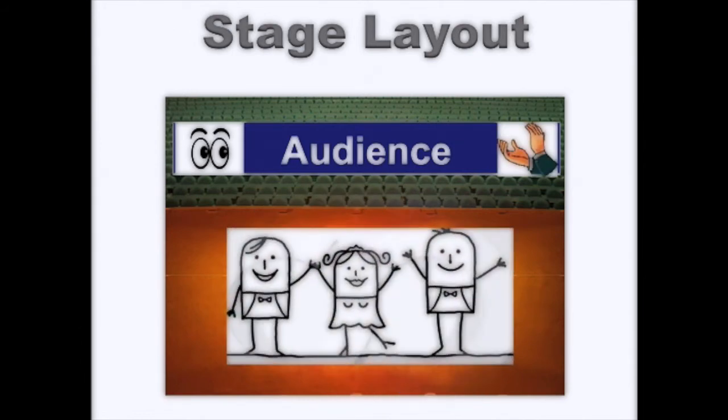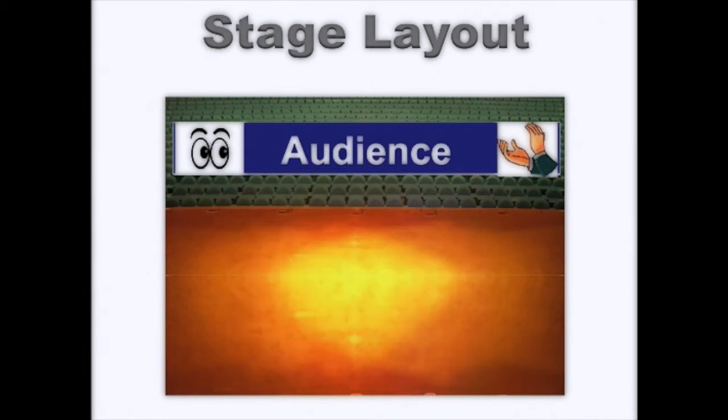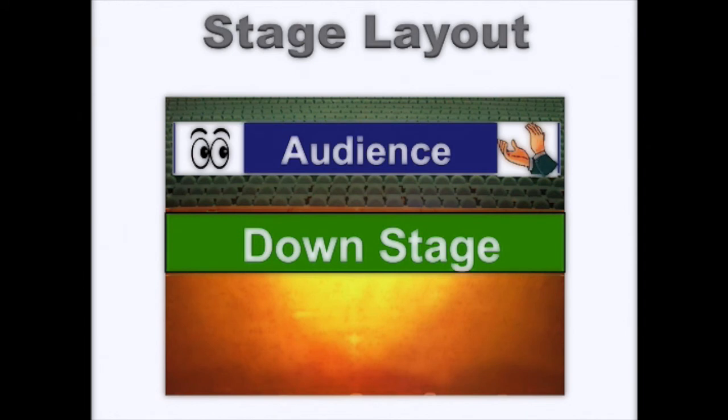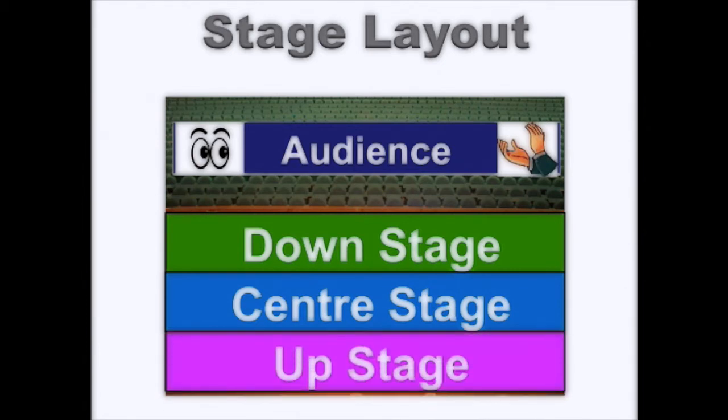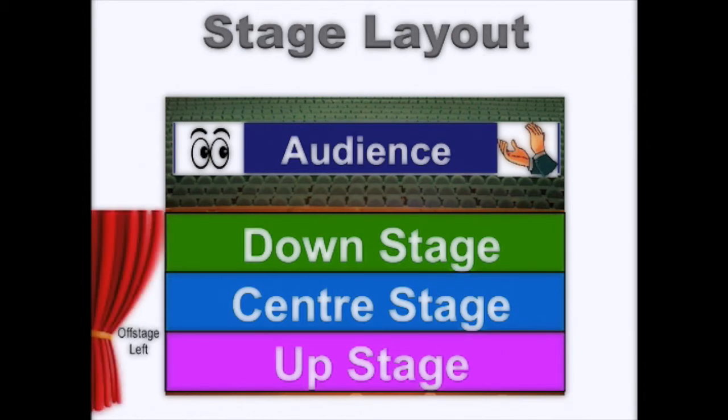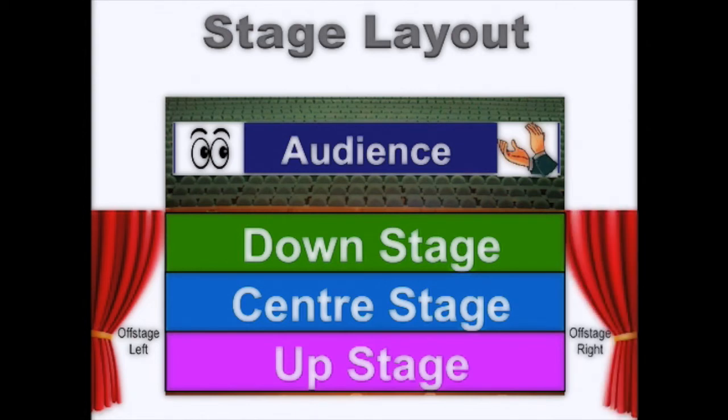This is where the performers stand, on the stage. Nearer to the audience is called the down stage. In the center stage, and at the back is called the up stage. This is off stage left, where there are curtains, and this is the off stage right.